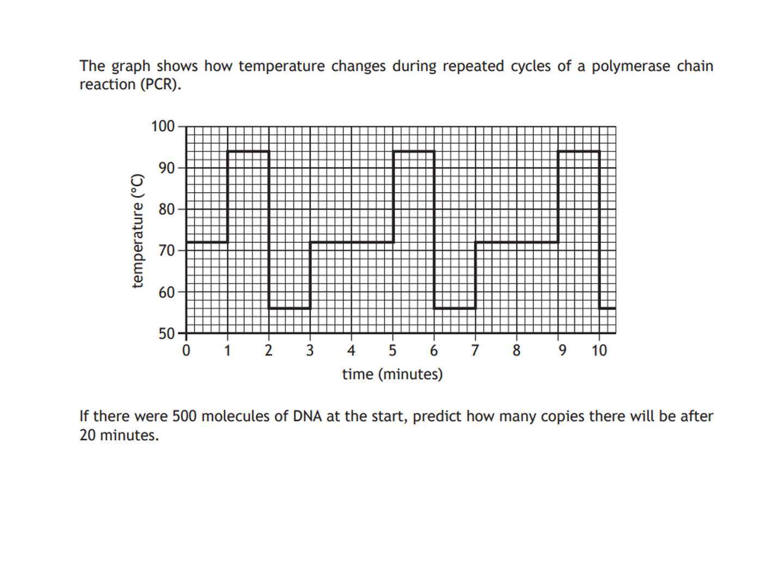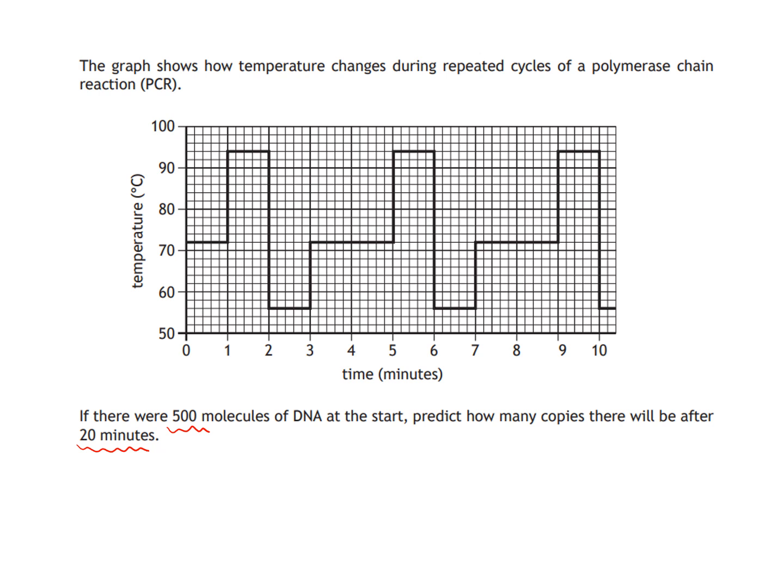So PCR calculations are common questions that can come up in your exam. And you might be asked to work out how many copies of DNA will be made within a certain period of time, or sometimes you have to work out how long would it take to produce a certain number of copies. And we're being asked here, if there were 500 molecules of DNA at the start, predict how many copies there will be after 20 minutes.